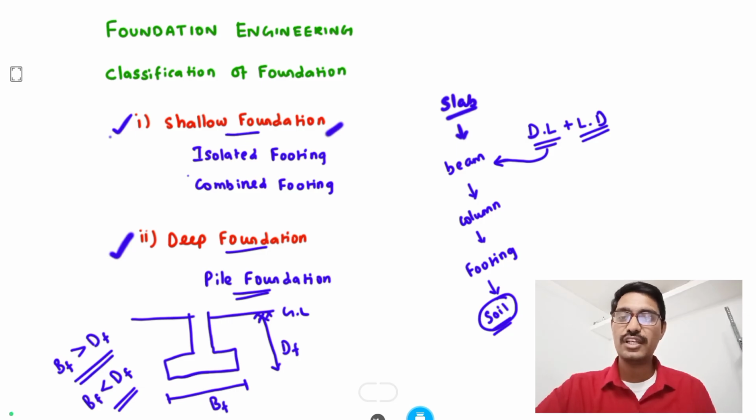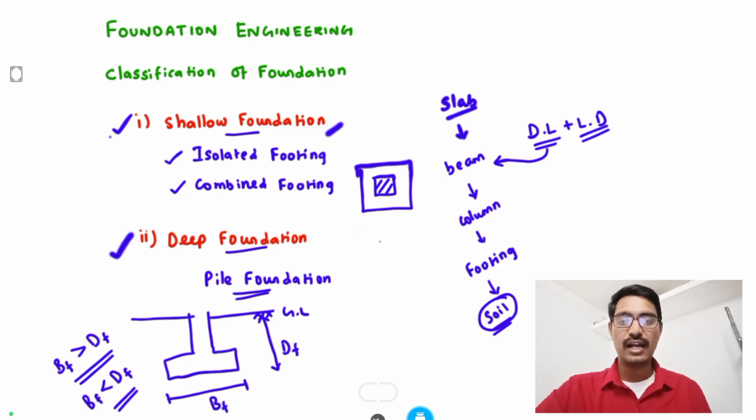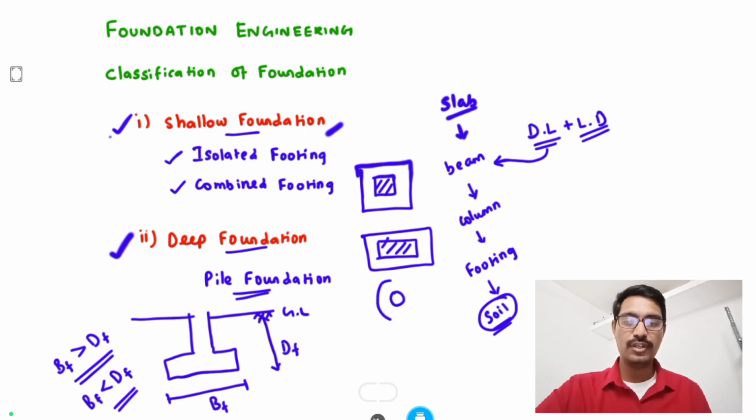In the shallow foundation, there are two major categories. One is isolated footing, another is combined footing. Everything is based on the column. For example, for a square column we go for square footing. In the top view, this is the column and this is the footing. For a square column we go for square footing, and if we provide a rectangular column, we go for rectangular footing. For a circular column, we go for circular footing.